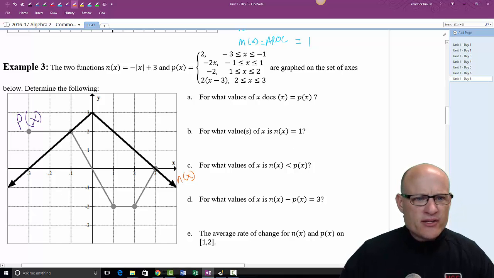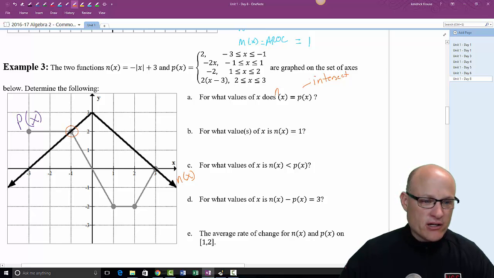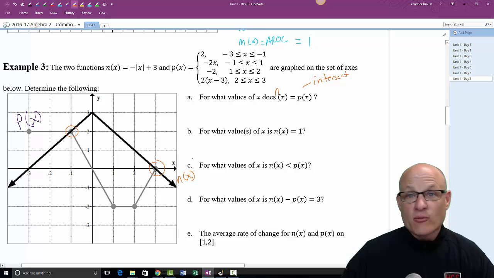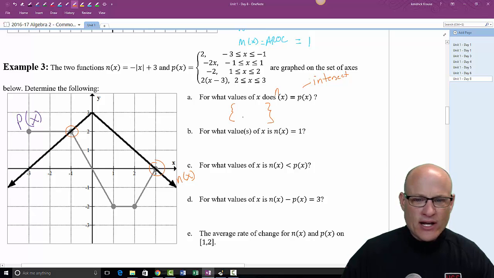Let's see. This should be n and p. So n of x equals p of x. Well, they're equal when they intersect each other. So when do they intersect each other? Well, they intersect each other here, and they intersect each other here. And remember, we're looking for the x values. Because there's 2 of them, I'm going to put them in curly braces. And we're looking for those x values. So x values of negative 1 and 3.